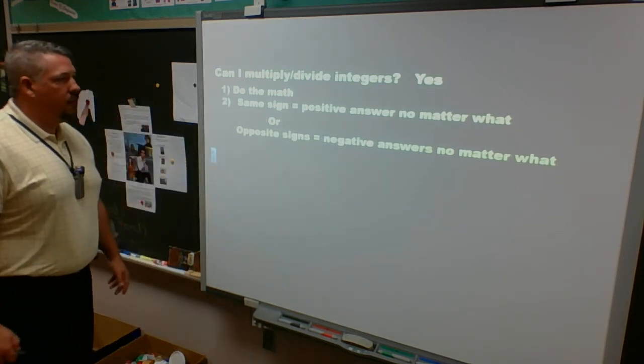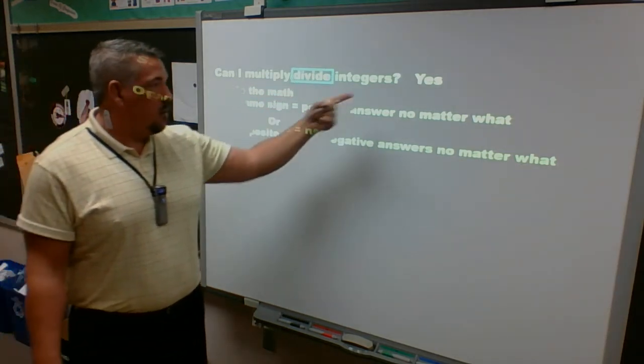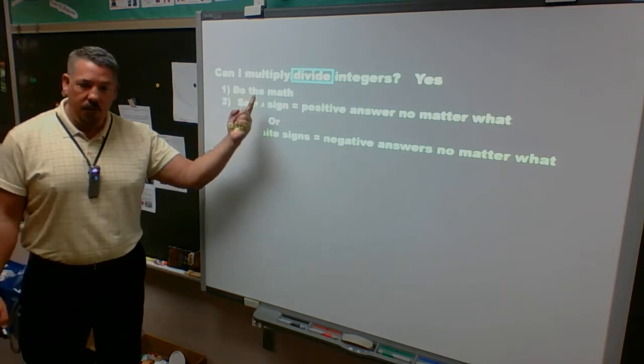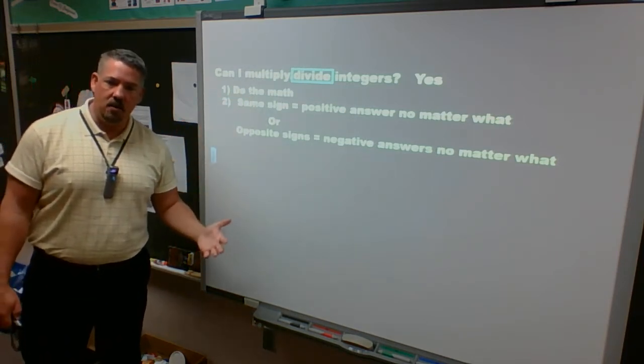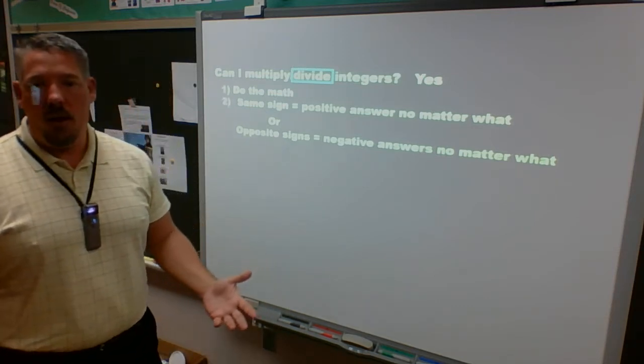Well, what about division? Am I able to divide? It's the same steps. Yes, I can divide. And if I'm going to divide, then I do the math, and then I look at my signs. If they're the same signs, I'm going to have positive, and if they're opposite signs, I'm going to have negative.